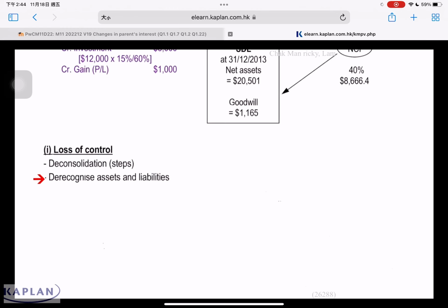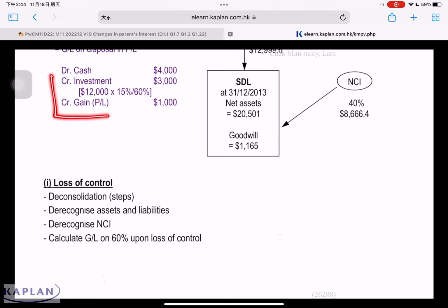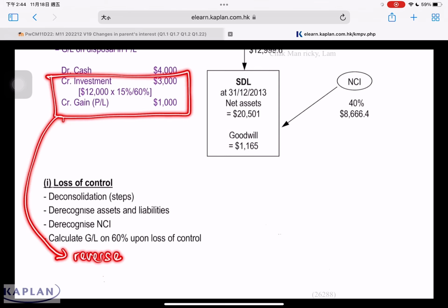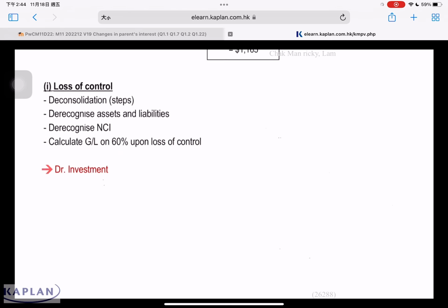Derecognize the assets and liability. Derecognize NCI also. Calculate the gain or loss on the 60% upon loss of control. This entry is passed at the company level, and you must reverse it at the group level. Debit back the investment, 3 million. Then we have to reverse the gain.